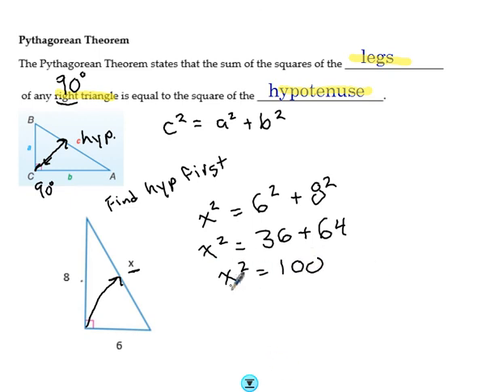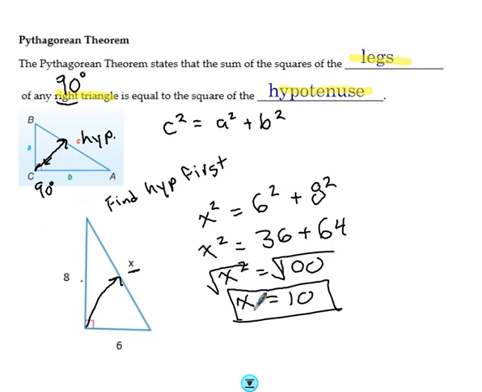But now we don't want to know what x squared is, we want to know what x is. So remember, to undo something that is squared, we have to square root both sides. And so the square root of 100 is 10, and that would be your answer.